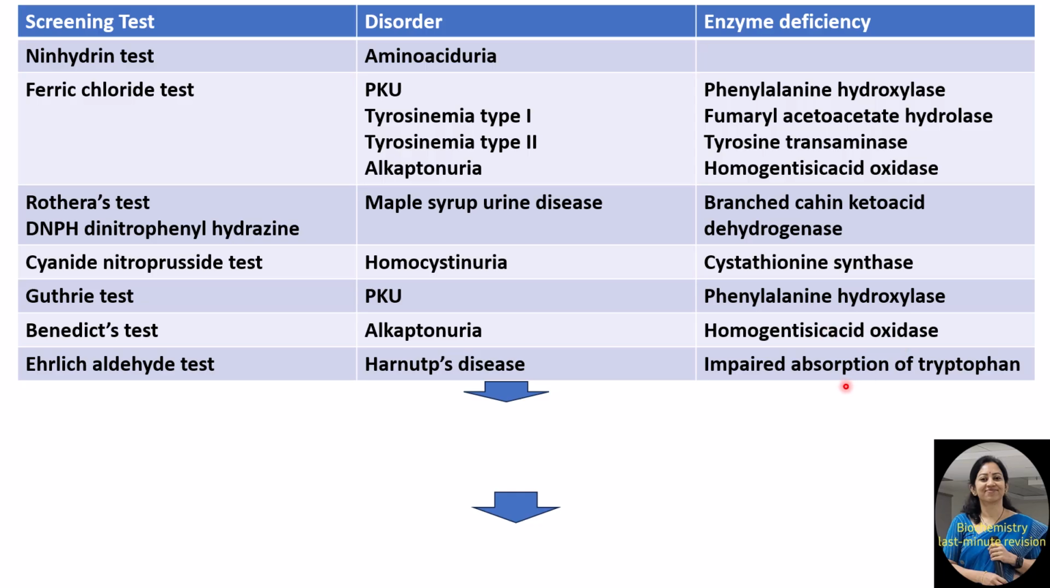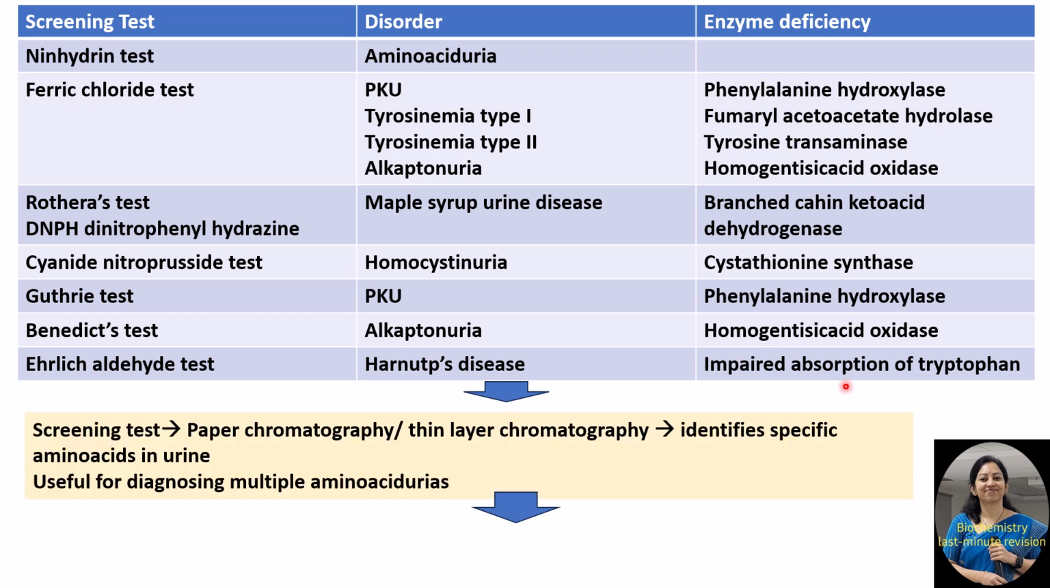either from intestinal epithelial cells or from the proximal convoluted tubule of the kidney. Now, the other screening test that can be performed to identify this disorder is paper chromatography or thin layer chromatography, and this helps in identification of specific amino acids in urine.